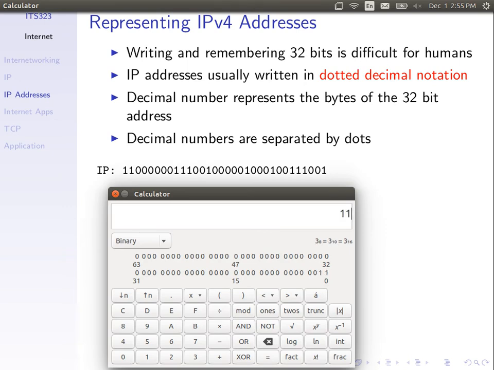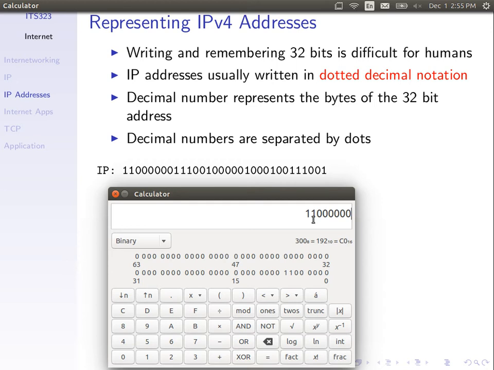What have we got? Say the first 8 bits. The first 8 bits: 1, 1, followed by 6 zeros. What's the value? What did you get? 192. Okay, so the calculator here does it for me. In decimal, base 10, it's 192. So just a conversion from binary to decimal. So the first part is 192, followed by a dot.